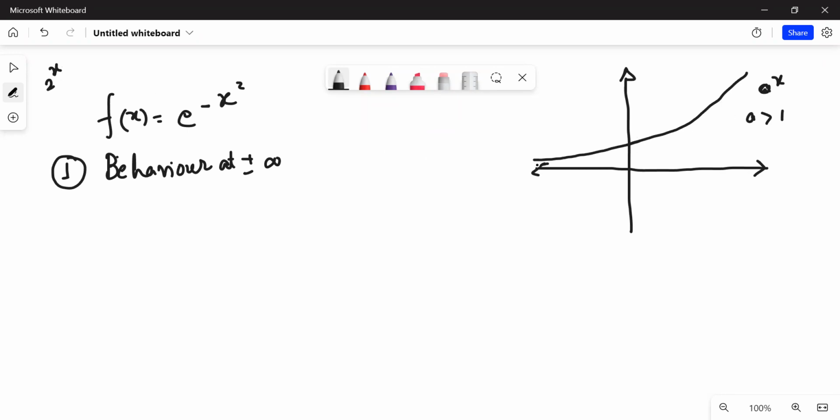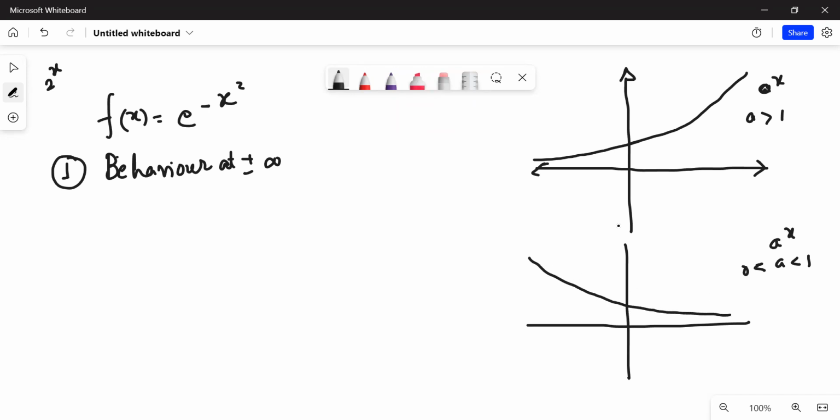Okay, understand the point. So if I'm writing the graph of a की power x, this is how it is going to be. And if I want to write a की power x, if a lies between 0 and 1, then the graph would look like this. This will be a decreasing function. These are like fundamental curves that one needs to understand. Is that clear? Is that not clear? Okay. So now let us first find the limiting behavior at plus minus infinity. I'll go very slow.